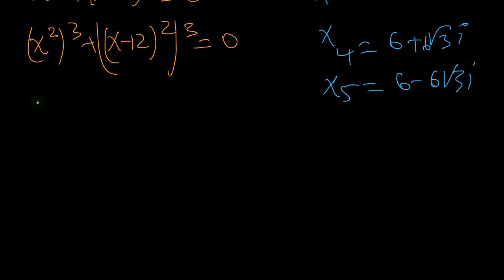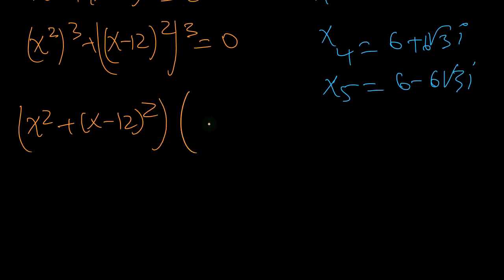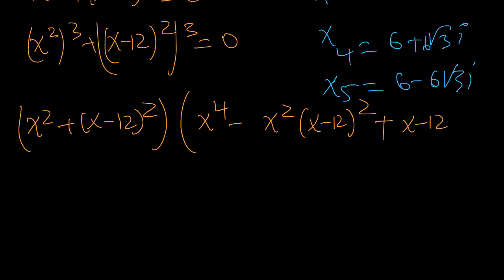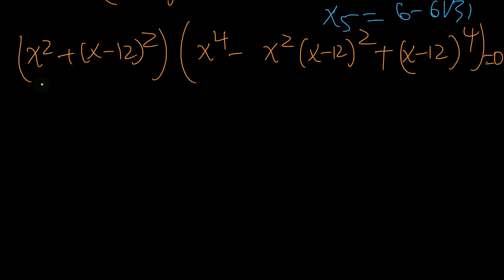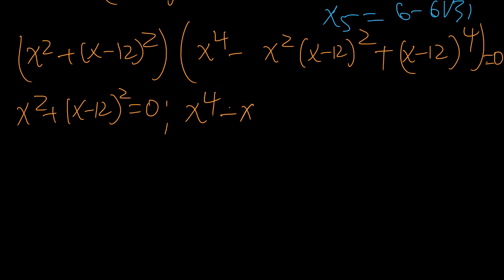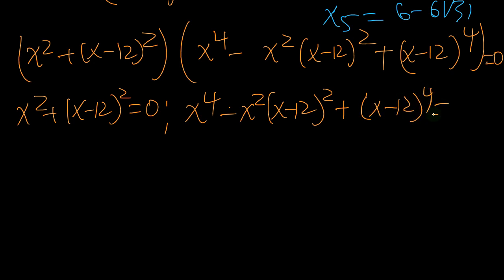So from here I have that this is x squared plus x minus 12 squared, times x to the 4 minus x squared times x minus 12 squared plus x minus 12 to the power of 4, and this is equal to 0. So we have this one, x squared plus x minus 12 squared equals 0, and this one, x to the 4 minus x squared times x minus 12 squared plus x minus 12 to the 4, and this is 0.